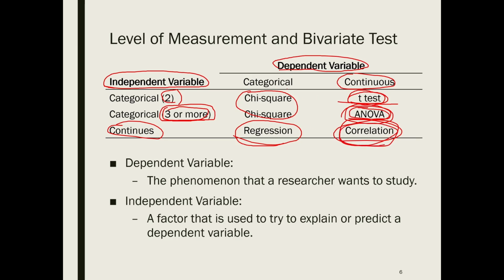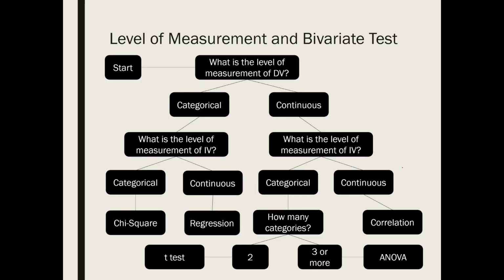If the dependent variable is a categorical variable and the independent variable is a continuous variable, then we will use a regression to talk about that. Now, most of the time, since the dependent variable is a categorical variable, we probably use a logistic regression to test it. Okay, the bottom just gives you some refreshment about what the dependent variable is and what the independent variable is. I'm not going to repeat it here again.